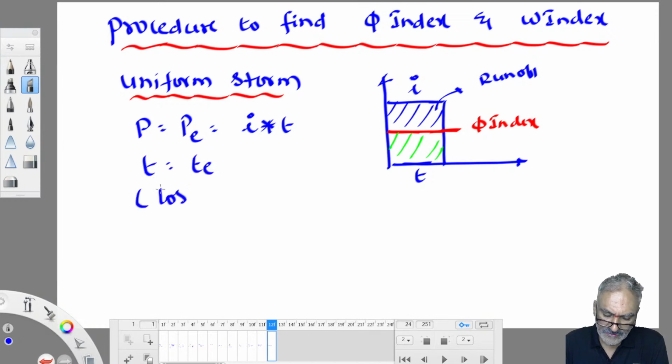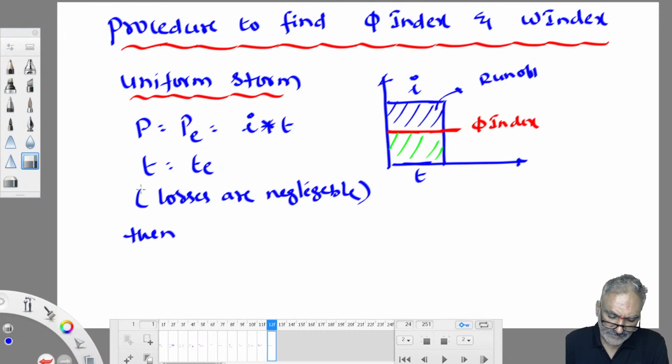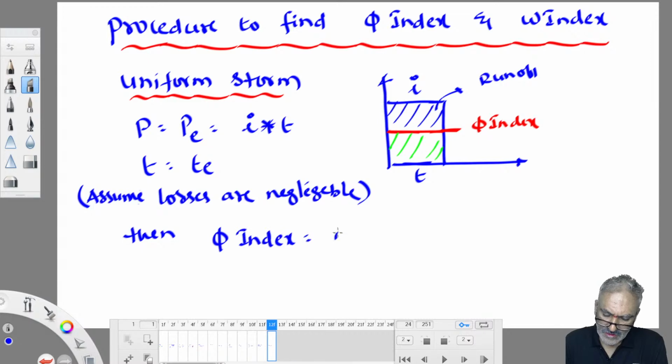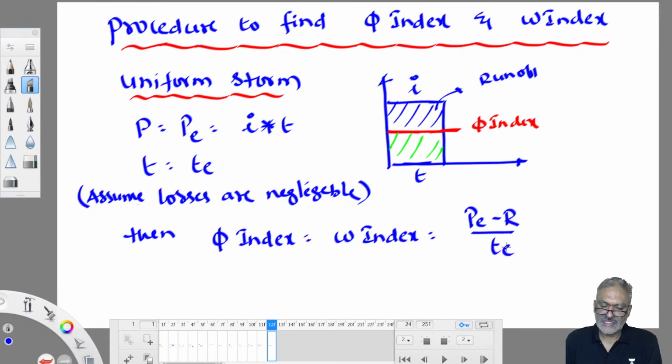Assuming that losses are negligible, normally losses are very small compared to other things, then pi index is equal to W index, which is equal to PE minus R by TE. P is equal to PE, T is equal to TE. So both of them are one and the same. So in the question, if only one I value is given, only one T value is given, by default we assume that it is a uniform storm. If many I values are given, many T values are given, by default it is a non-uniform storm.